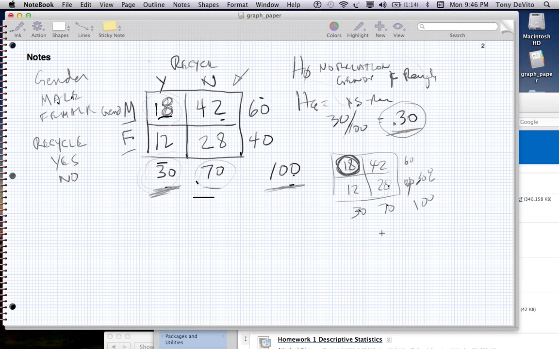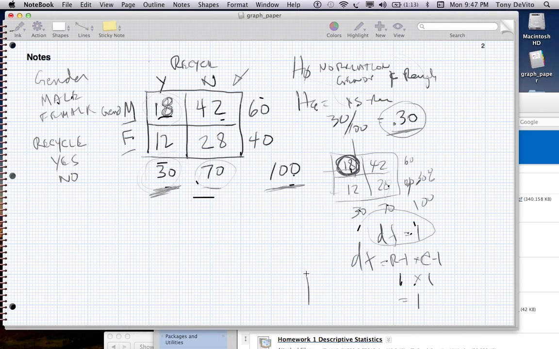So interestingly enough, once we knew one number, we could determine all of the others in this box. That's why we call this 1 degree of freedom. So we only have to know one value to determine all the rest of them. You know it by calculating the number of rows and number of columns, and the degrees of freedom for this particular table is equal to the number of rows minus 1 times the number of columns minus 1. 2 rows minus 1 is 1. 2 columns minus 1 is 1. 1 times 1 is equal to 1. So I get the same thing, 1 degree of freedom.